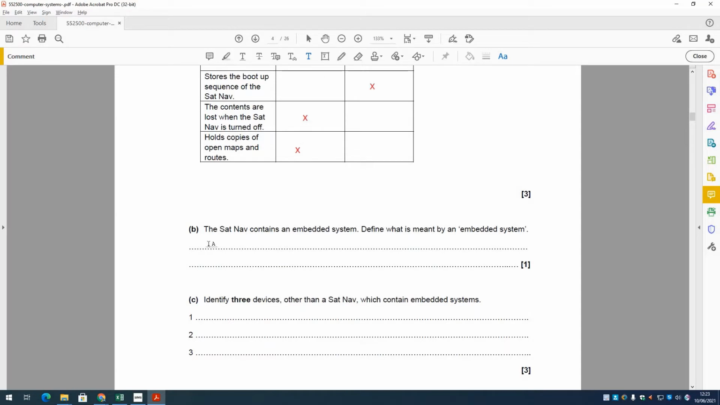The SatNav contains an embedded system. Define what an embedded system is. So an embedded system is a computer system that's built into another device. Okay, and then it's asking to identify 3 devices other than a SatNav which contain embedded systems. So an example could be a washing machine. So basically it's anything that's computerized, but you wouldn't really think of it as something that's a computer, so you could say MP3 player or a dishwasher.